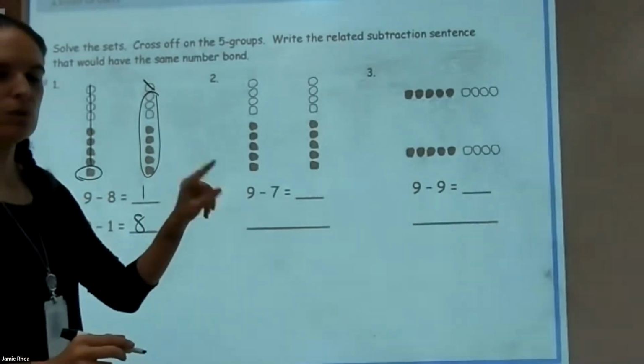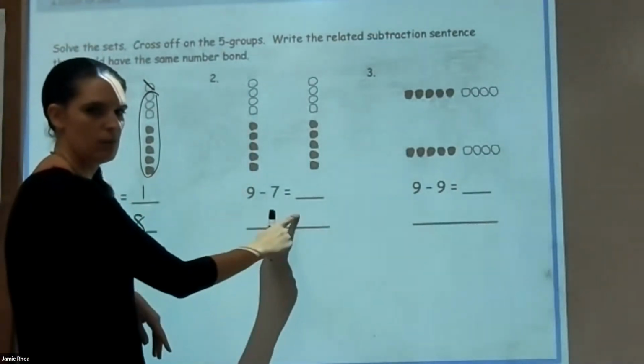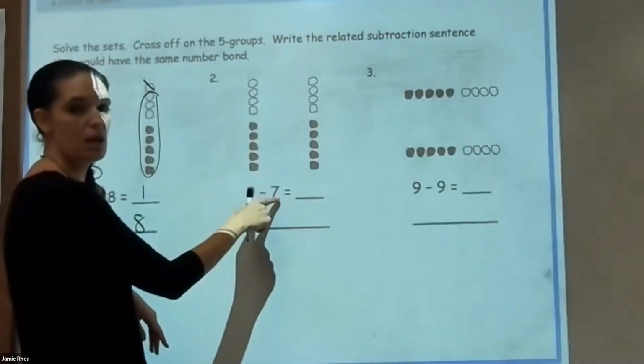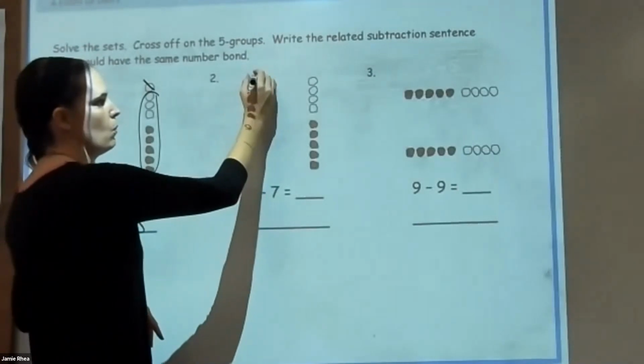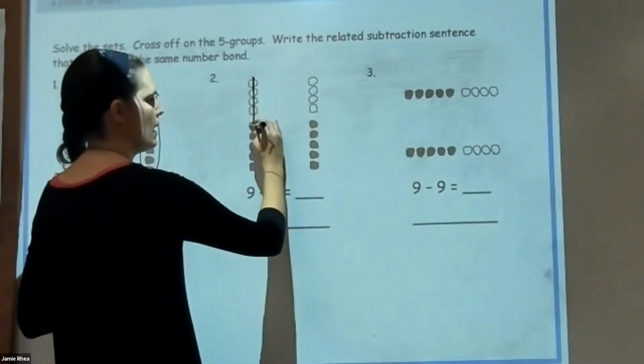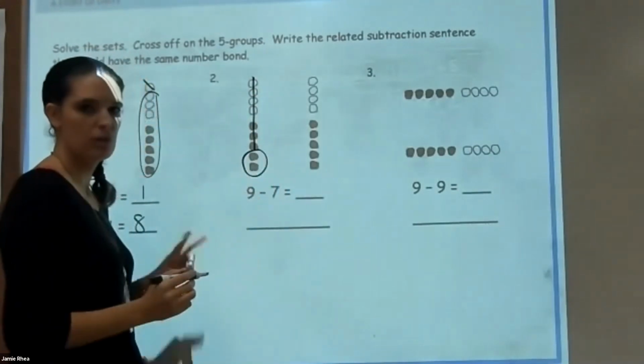Okay? You are going to do number 3, but I'm going to show you number 2 because it doesn't give you the number. So let's look at the first one, 9 minus 7. I'm going to cross off 7 of them. 1, 2, 3, 4, 5, 6, 7. How many did I get left with? 2.